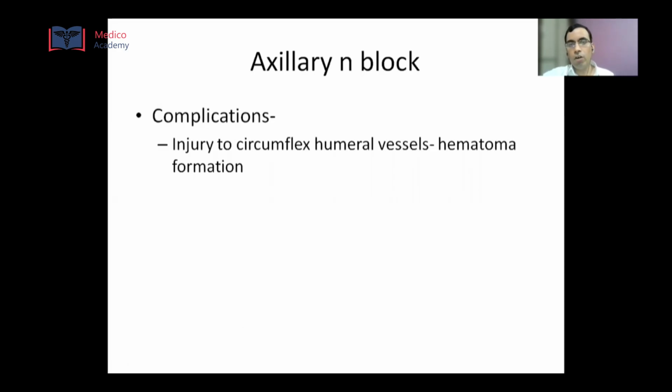The complications of giving axillary nerve block include injury to circumflex humeral vessels and hematoma formation.